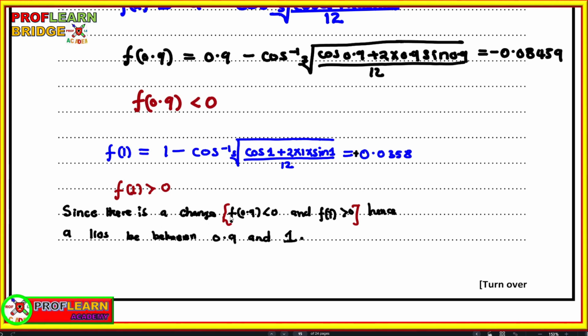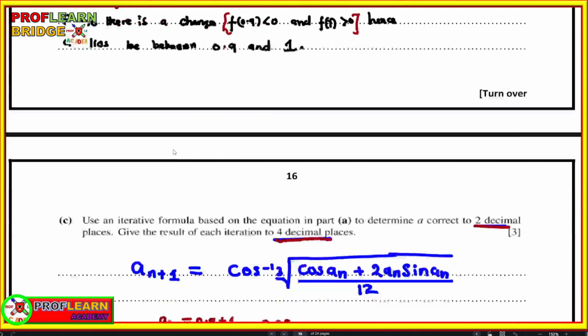So since there is a sign change and this function is continuous, it means that a lies between the two values. So given those kind of questions, remember using sign change, you can get the solution. Also, there is another method you can use, using the inequality. Using the change of inequality sign can also give you the desired results.